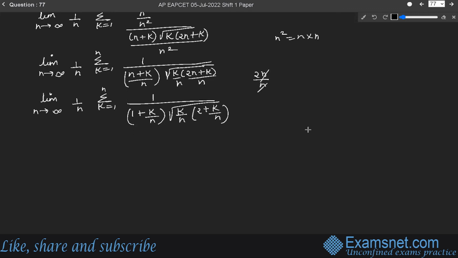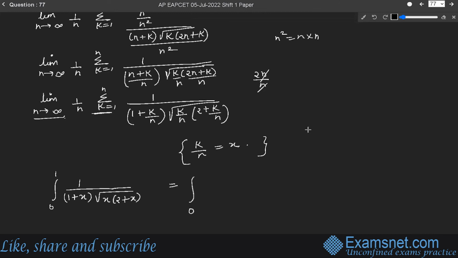Now it is the integral part when k upon n is equal to x. You can see that it is limit sum. Whenever there is a series which consists of limits and the sum, here there is limit and the summation. So it is limit sum, and it is integral when k upon n is equal to x. So it will be integral of 0 to 1, 1 upon 1 plus x into under root of x into 2 plus x. What we have to do is we have to just replace k by n as x. So when k by n is equal to x, it will be integral.